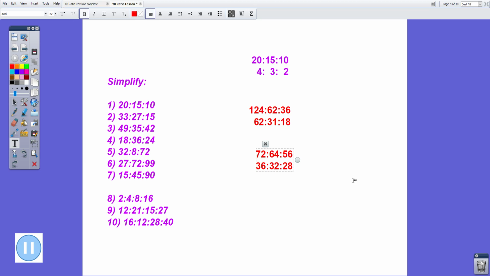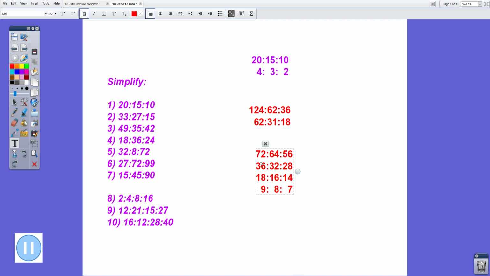All three even numbers, so we can get 18 dividing by 2, 16 dividing by 2, and 14 dividing by 2. And oh look, we've ended up with three even numbers again. Simplify, we get 9, we get 8, and we get 7. We cannot go any further, 9 to 8 to 7.